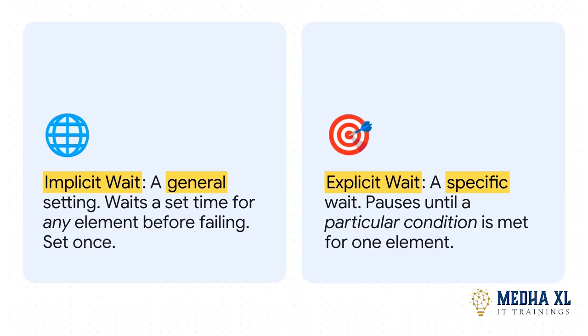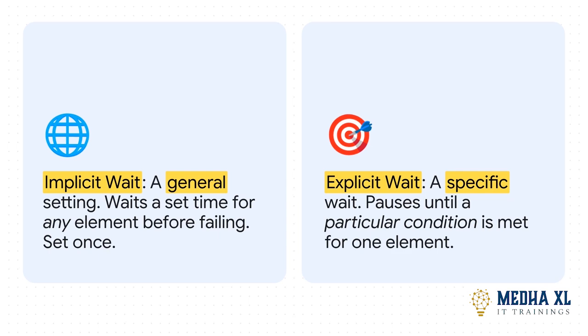Okay, listen up, because if you get one thing from this section, this is it. Knowing how to wait properly is probably the single most important skill for writing tests that don't randomly fail. An implicit wait is a big general setting. You set it one time and you're telling the driver, hey, for the rest of this session, if you can't find any element, just wait up to, say, 10 seconds before you give up.